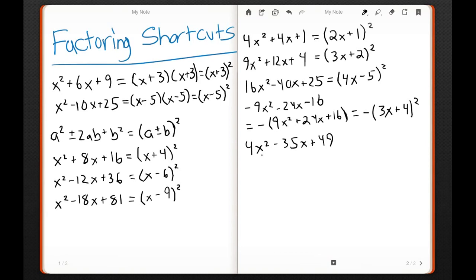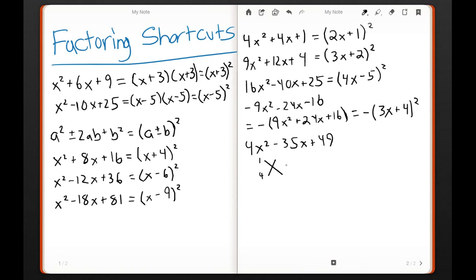So we're going to have to factor this using the traditional method that we went over in the last few videos. Draw the x here. Factors of 4 are either 1 and 4 or 2 and 2. Because 35 is fairly large, let's just guess that's going to be 1 and 4. Factors of 49 are 1 and 49, or 7 and 7. 49 seems like it would be way too large.